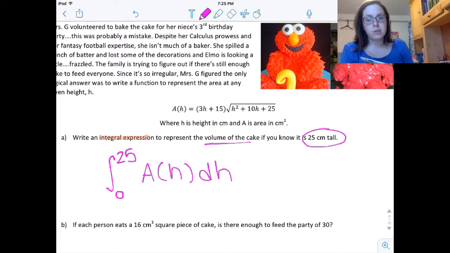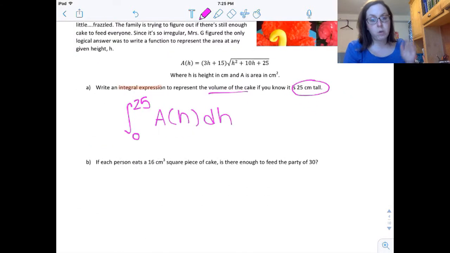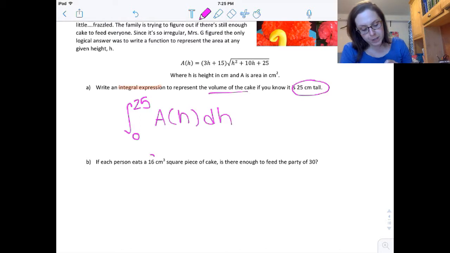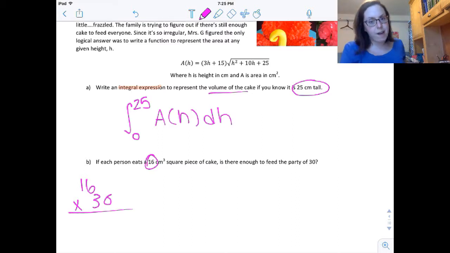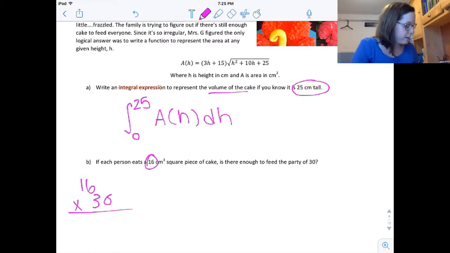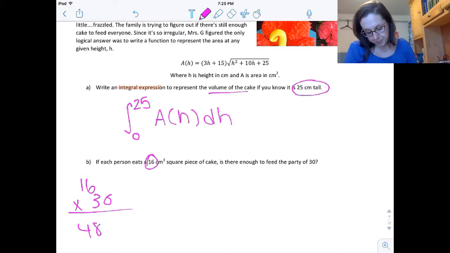Okay, so write an integral expression to represent the volume of the cake. Now it says if each person eats a 16 centimeter square piece of cake, is there enough to feed the party of 30? Each person is eating 16, right? So what I would do is 16 times 30, which, again, if you have a calculator, throw it in there. If you don't, do 16 times 3, multiply it by 10. So 16 times 30 is 480. So this is how much we need.